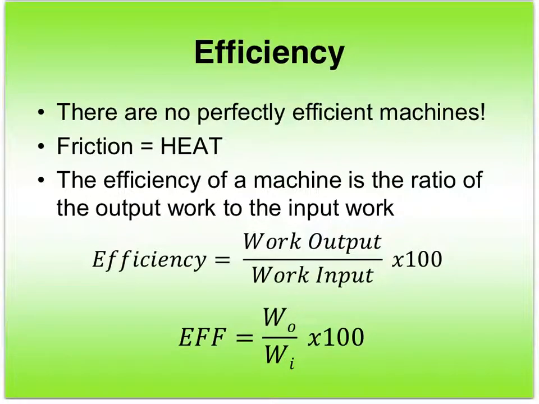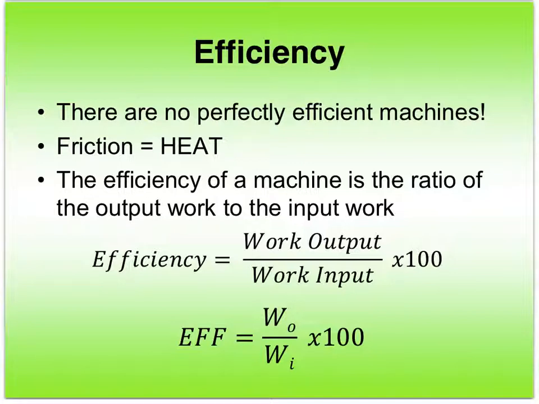When we talk about the advantage of a machine, a lot of times we're talking about the efficiency. How efficient is a machine? There are no perfectly efficient machines because all machines deal with some type of rubbing or contact, which means friction, and friction means heat. That's why if you've ever tried to pull a nail out of a board really fast and then touch the nail, it's actually hot because there's a lot of friction there.